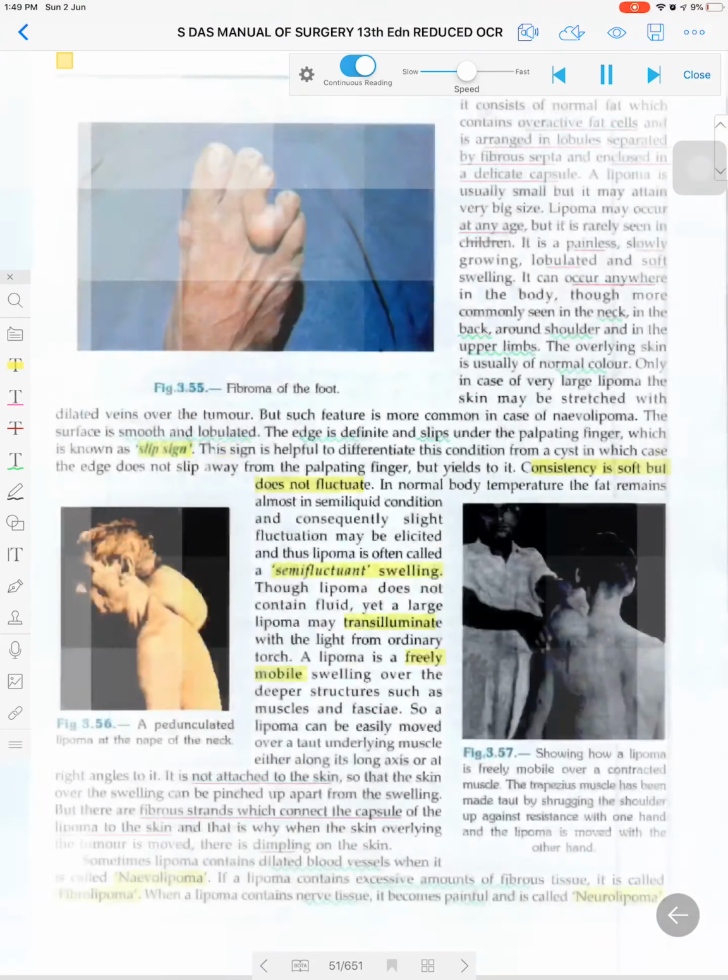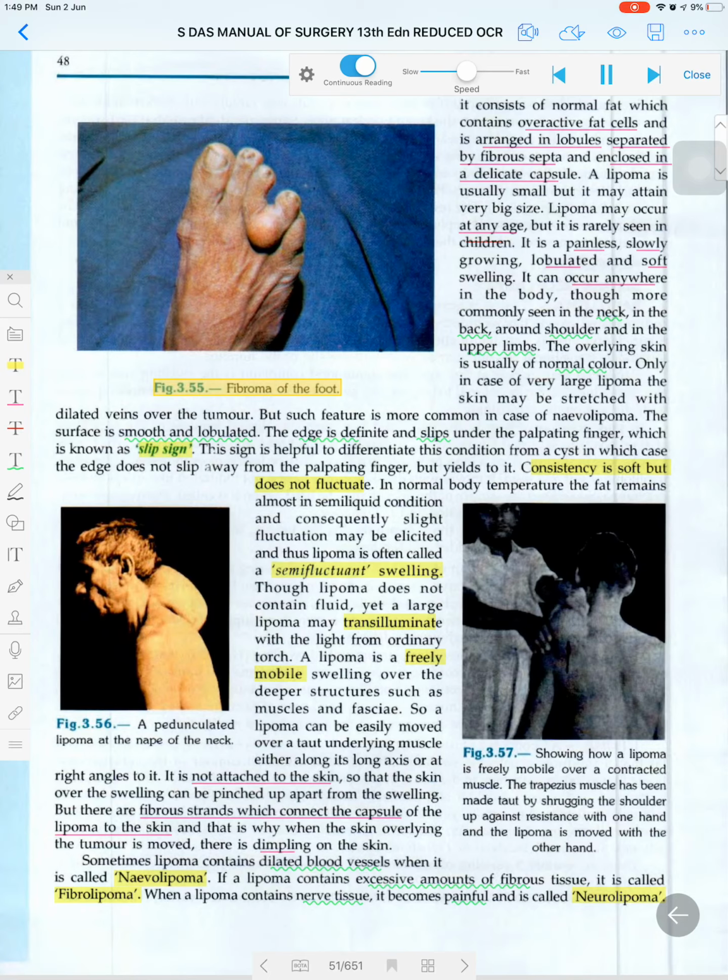Pathologically, it consists of normal fat which contains overactive fat cells and is arranged in lobules separated by fibrous septa and enclosed in a delicate capsule. A lipoma is usually small but it may attain very big size. Lipoma may occur at any age, but it is rarely seen in children.